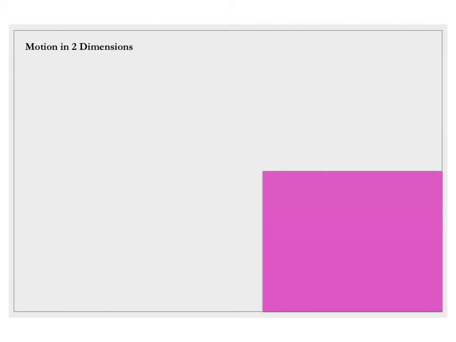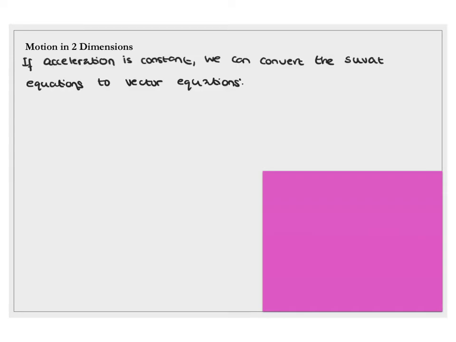So coming back to the concept of motion in 2 dimensions, if we know acceleration is constant, we can convert the SUVAT equations from being equations that work essentially in 1 direction to equations that can work in 2 dimensions, so to vector equations. And here they all are. One point to note is that rather than using the letter s, we tend to use the letter r for displacement. So you'll notice that s has been replaced by r in the SUVAT equations.